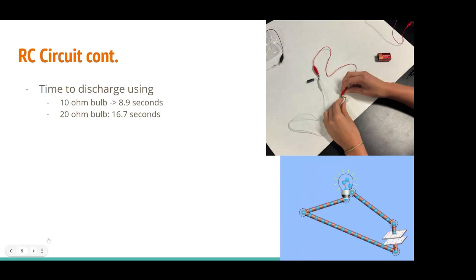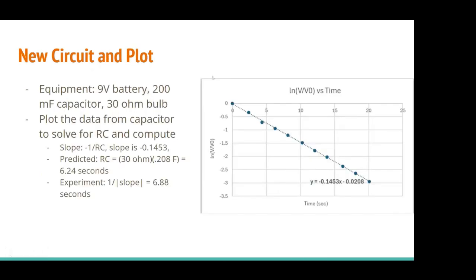That's noted down below. And then this was to discharge: when we removed the battery, the charge from the capacitor reversed direction, and the light bulb lit up, and then it slowly dimmed because of that. And then for the new circuit, this is the plot we found, and this is all the data we predicted. That's all of that.